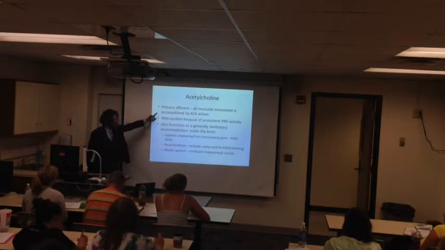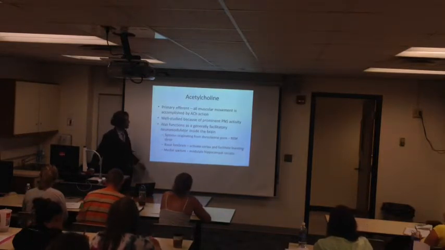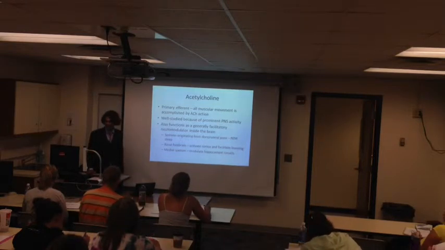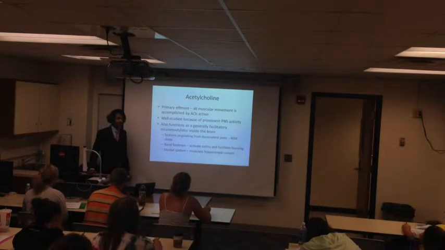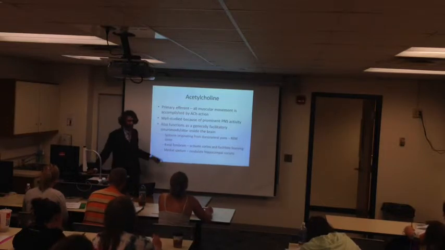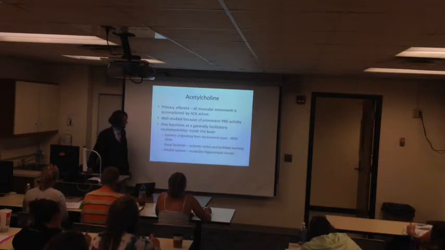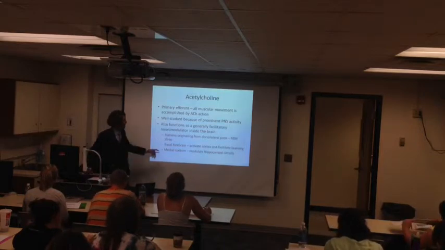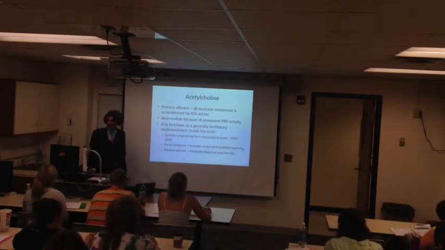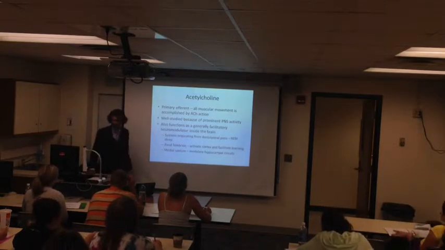Acetylcholine is the primary efferent excitatory neurotransmitter, and so muscular movement is accomplished by acetylcholine action. It's really well studied because it's prominent in the peripheral nervous system, and it's a lot easier to see chemicals that are outside of the brain. And it also functions as a general facilitatory neuromodulator inside the brain. Meaning, outside of the brain, it's a primary excitatory neurotransmitter and has a modulating role inside the brain.